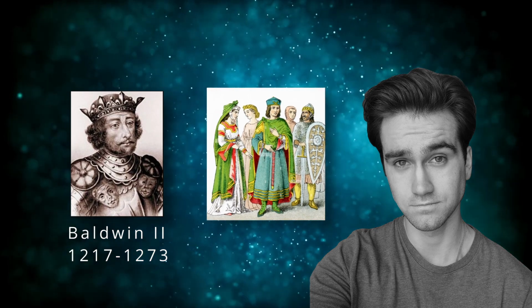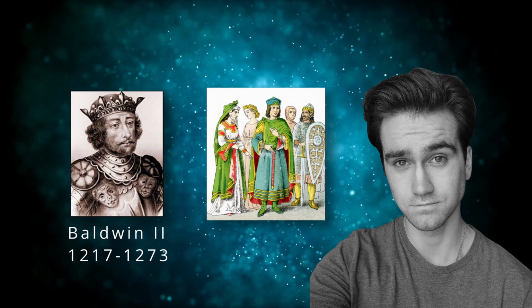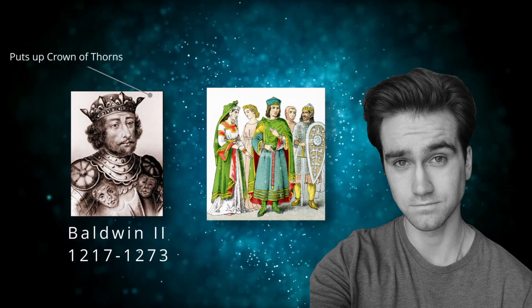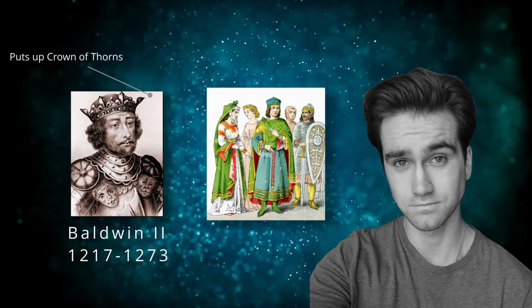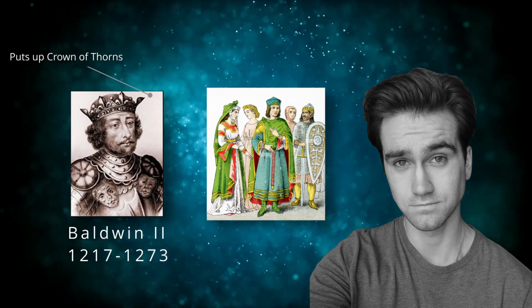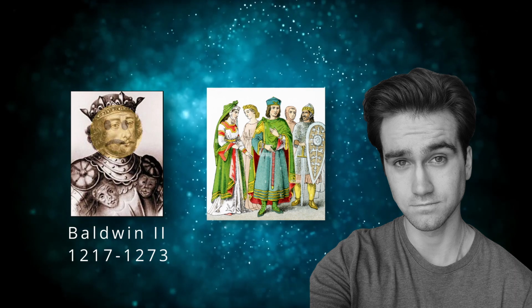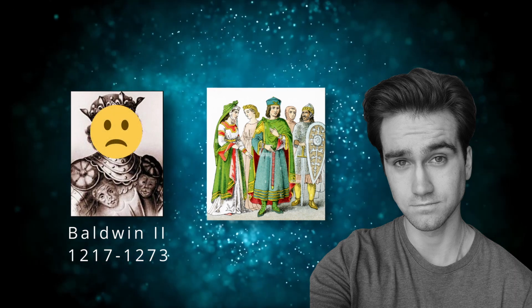Well, Baldwin II puts up the Crown of Thorns, which is a terrible idea. Why would you do this? But anyway, hey, it all works out in the end. So he puts up the Crown of Thorns as collateral. And then Baldwin realizes, at a certain point, he's like, man, I'm not able to pay this off, so I'm going to need a little help here.